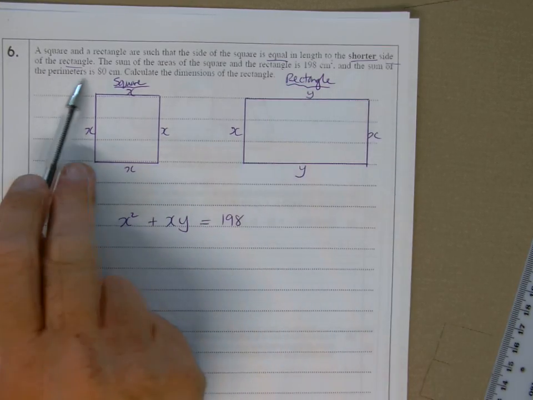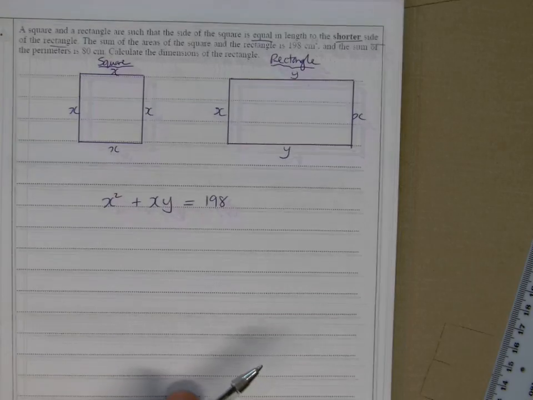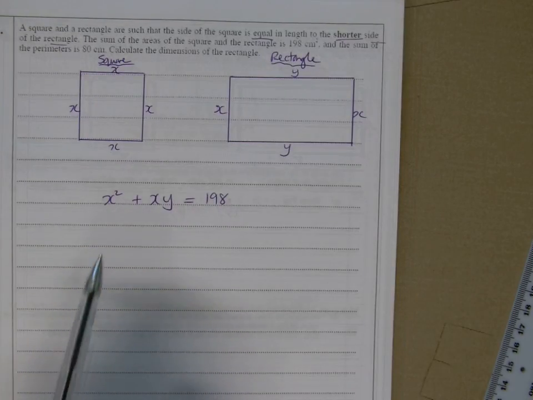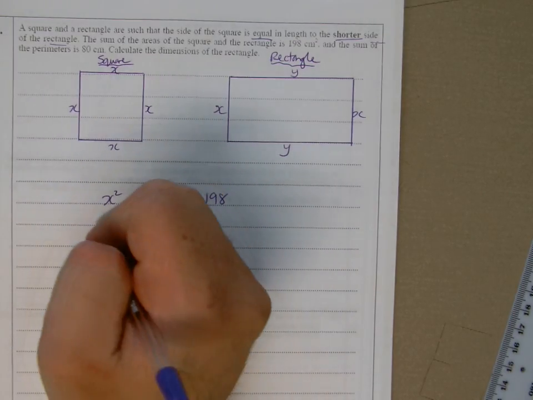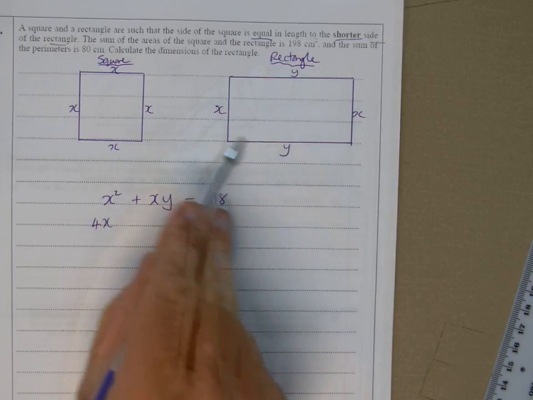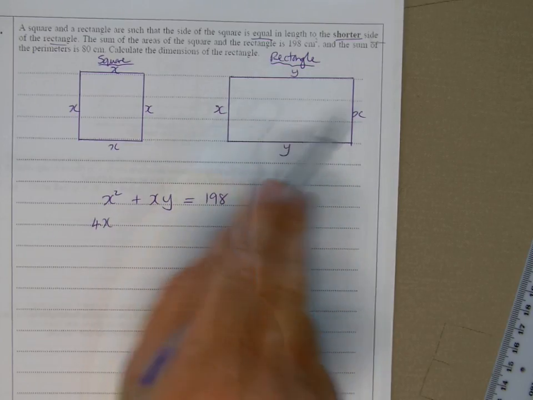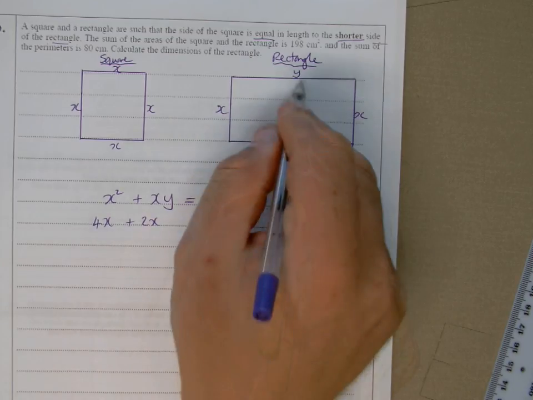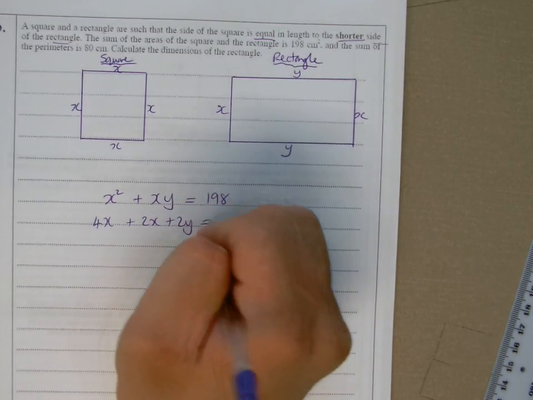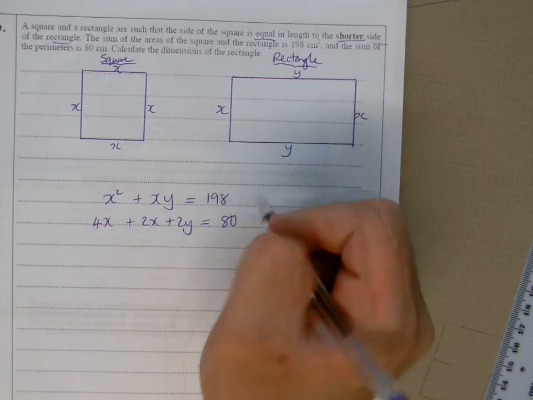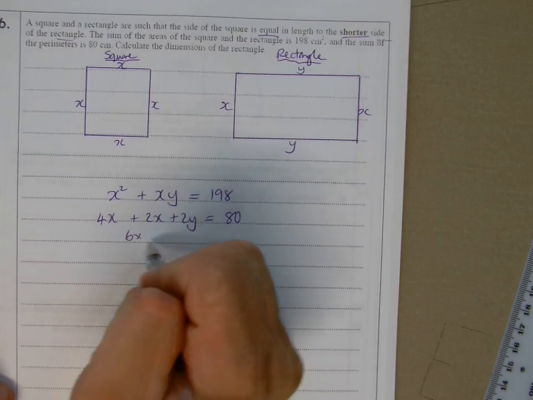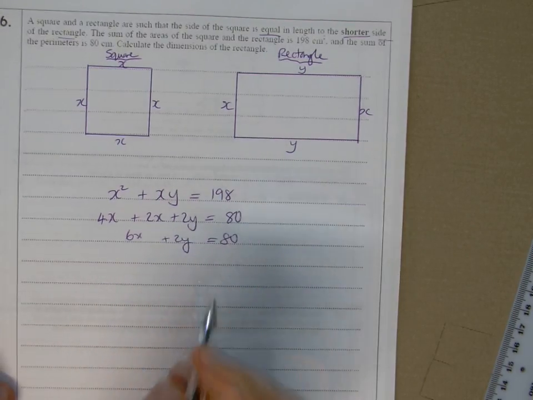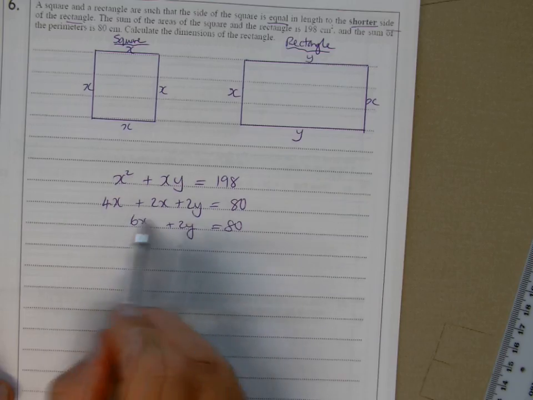And it says the sum of the perimeters is 80. The perimeter of the square is 4x, and the perimeter of the rectangle is 2x plus 2y. So the sum of the perimeters is equal to 80. Putting the x's together, I get 6x plus 2y equals 80.